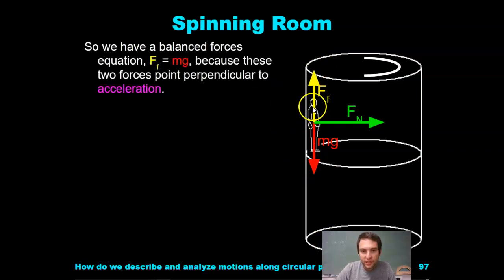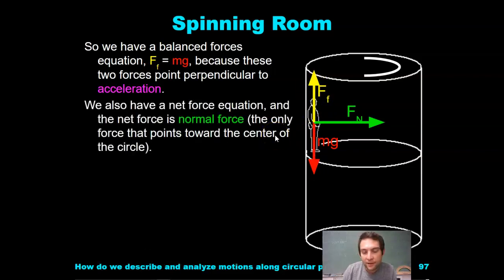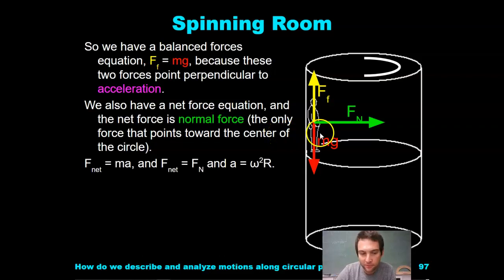So we have balanced forces in the vertical because the person's not sliding, right? And it's perpendicular to the acceleration. So there's no acceleration in this way. We also have a net force that is just the normal force. We're moving in a circle, so the net force is the centripetal force. The only force pointing towards the center of the circle in this instance is our normal force. So the stuff that makes it go minus the stuff that holds it back is normal force minus nothing. So we can just say normal force equals mass times our centripetal acceleration.